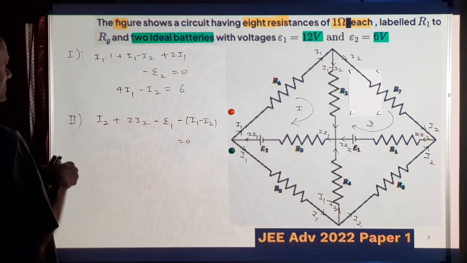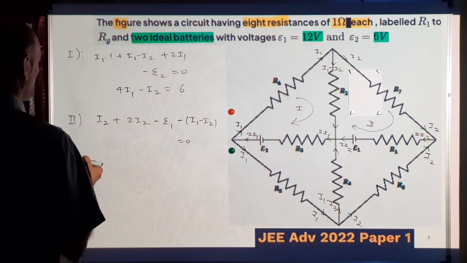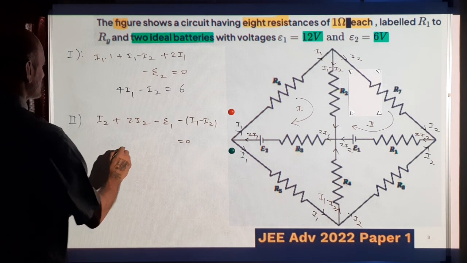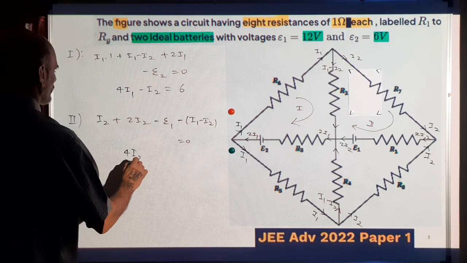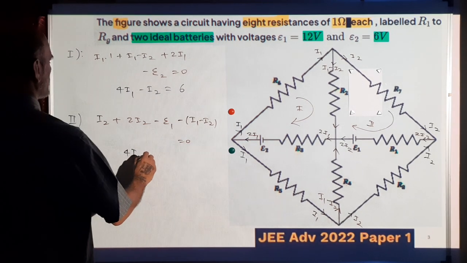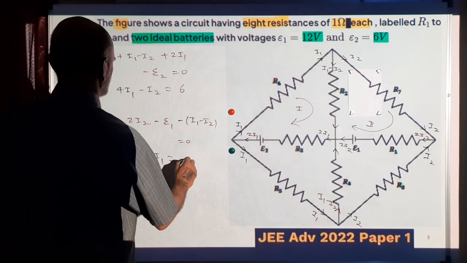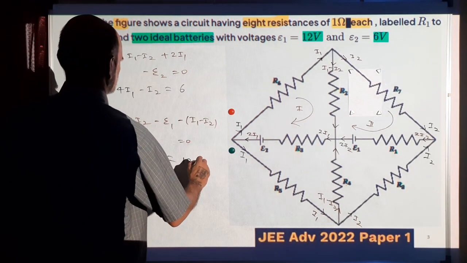So this also I can simplify. I'll get 4I2 minus I1 equal to E1, which is 12 volts.